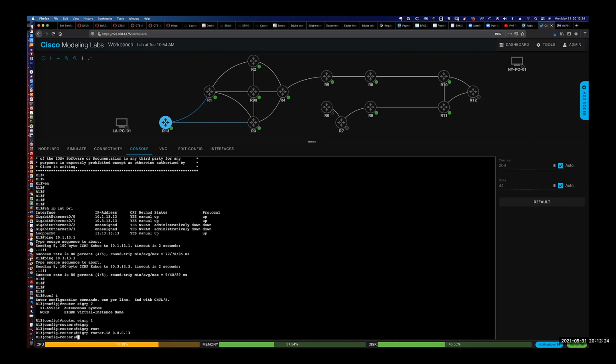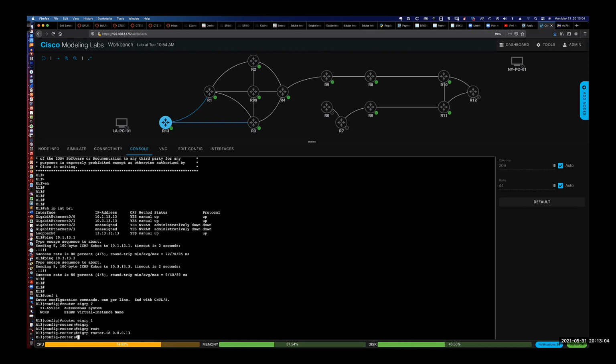Now, the EIGRP router ID is very different in terms of functionality when we compare it to the OSPF router ID, because OSPF is a link state routing protocol, period. It is not a hybrid routing protocol. It is not advanced link state. It is a link state routing protocol. And the discussion question from this week was kind of driving to get us to that point and understanding that it's the algorithm that dictates the classification of a routing protocol.